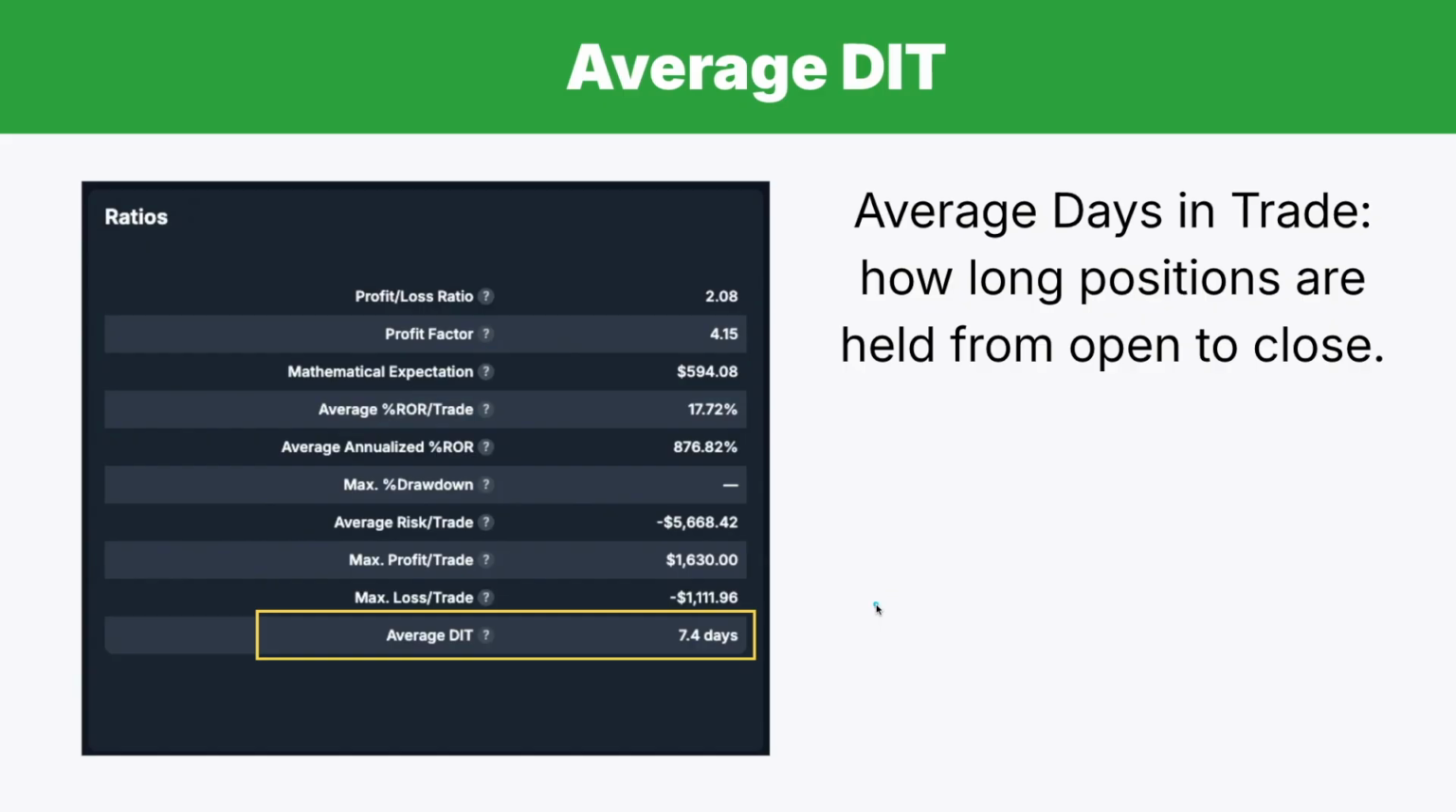And finally, the average days in trade. This tells you how long positions are held on average from the moment they're opened to the moment they're closed. At 7.4 days, this system operates in short-term options territory, consistent with strategies like credit spreads, iron condors, or short-dated directional trades. It's a simple metric, but it tells you a lot about the nature and rhythm of the system you're running.